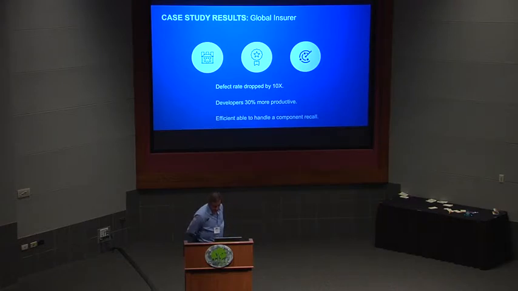So what were the final results? Their defect rate dropped by 10x. Their developers, they were pleasantly surprised, exceeded the 15%. Their developers were 30% more efficient. Just coincidentally, Deming has said that the average worker spends 30% of their time in non-productive work. And of course, they were able to efficiently handle a component recall.